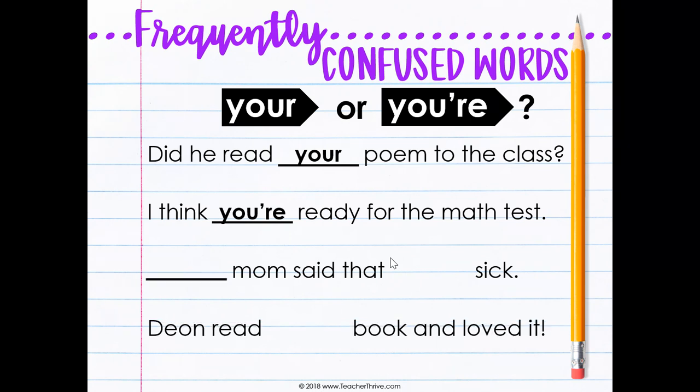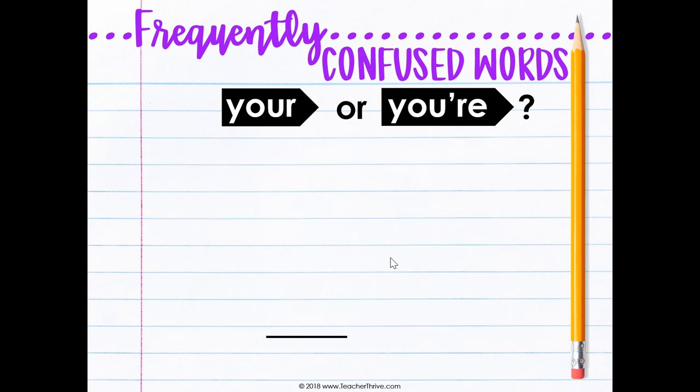Your mom said that you're sick. What's the first blank? YOUR, your mom said that you're sick. Which one? Apostrophe R-E, yeah, because it says that you are sick. Oh, this thing's going crazy.